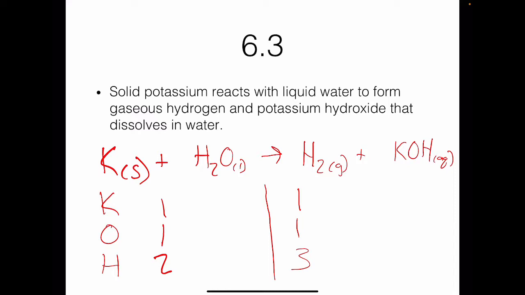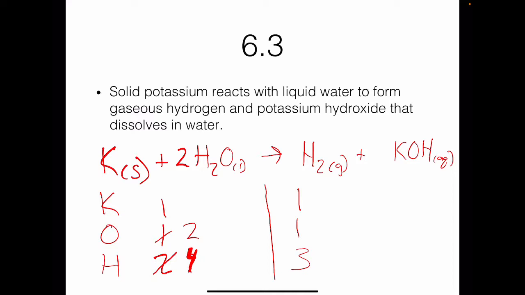The only place we can start here is hydrogen. We need 1 more hydrogen on the left side, but hydrogen only comes in 2s on the left side. So 1 more hydrogen isn't going to work. Instead, we can put a coefficient of a 2 in front. So after we put the 2 in front, we need to recognize that the hydrogen are now changed from 2 to 4. And the number of oxygen have now changed from 1 to 2.